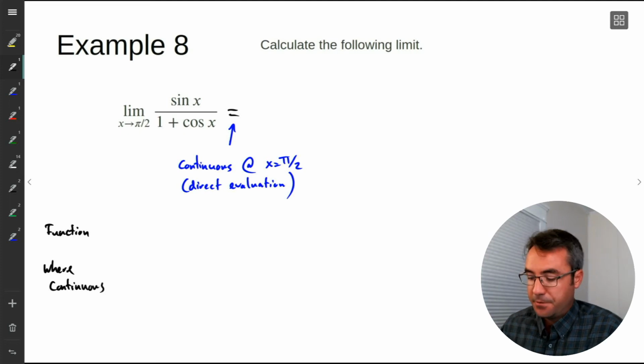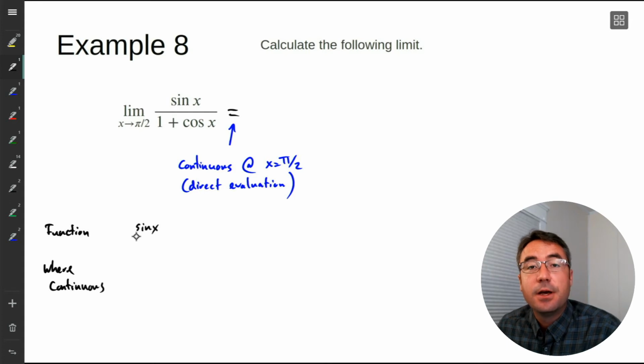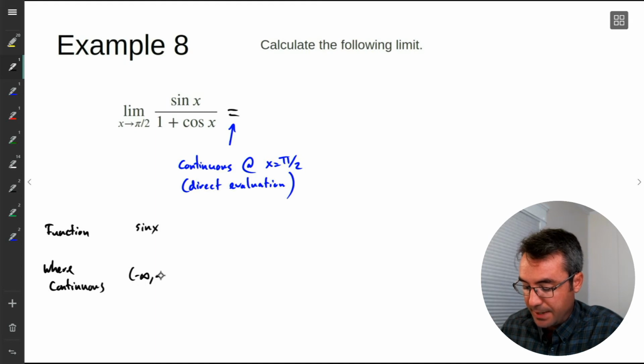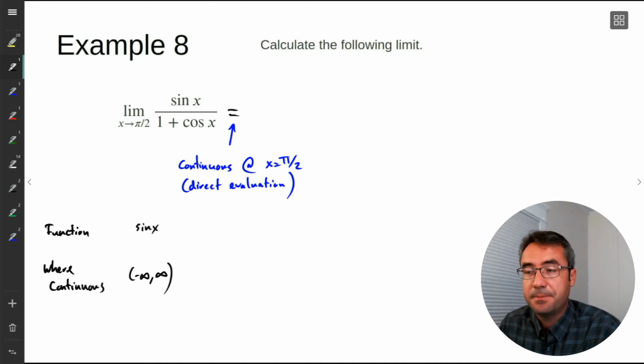All right, so first of all, we have sine x on top, so let's look at that piece. Trig functions are nice, so sine and cosine are nice. They're defined everywhere, so this thing is continuous everywhere. So it's continuous on the interval from minus infinity to positive infinity.